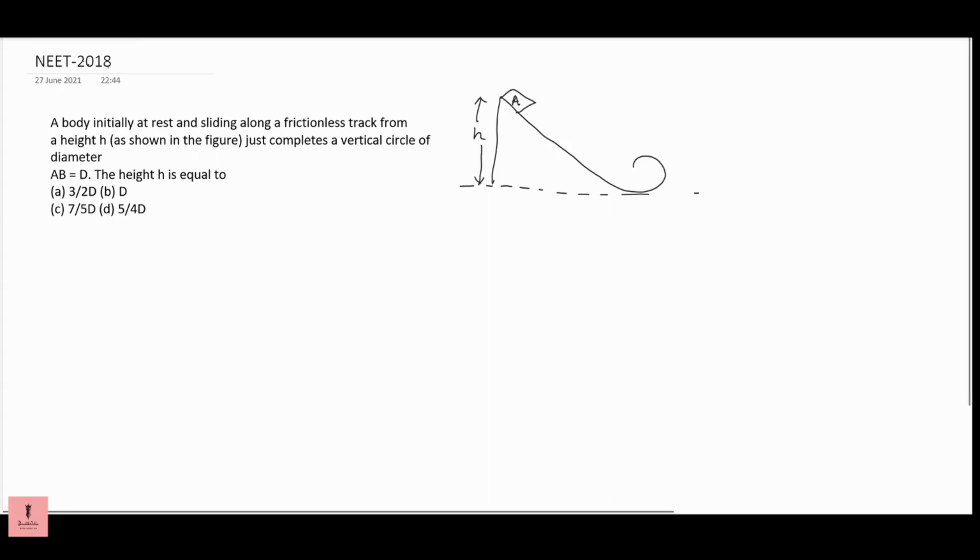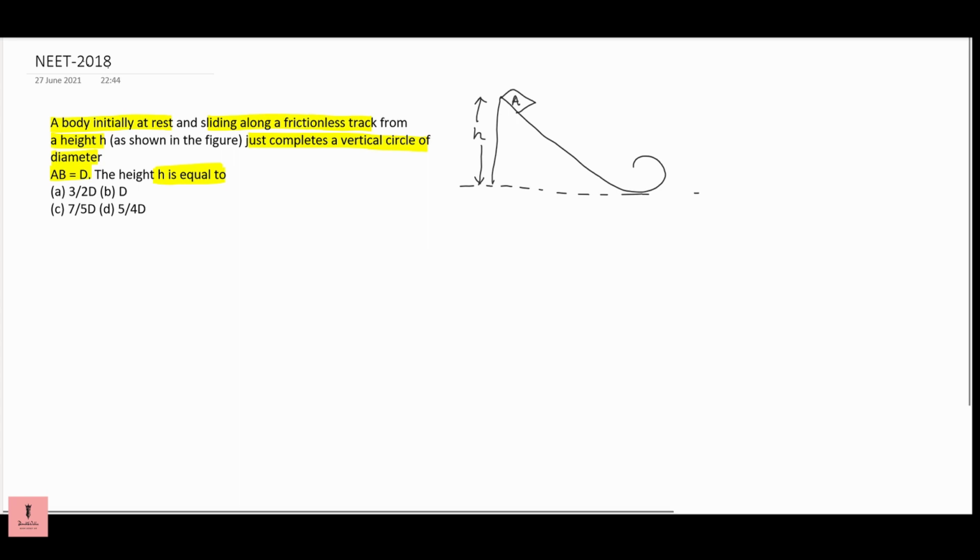So guys, this is a question of NEET 2018. The question says that a body initially at rest is sliding down a frictionless track from height h. It just completes a vertical circle of diameter AB equal to D. Then the height h is equal to? तो हमें ये height find out करनी है.